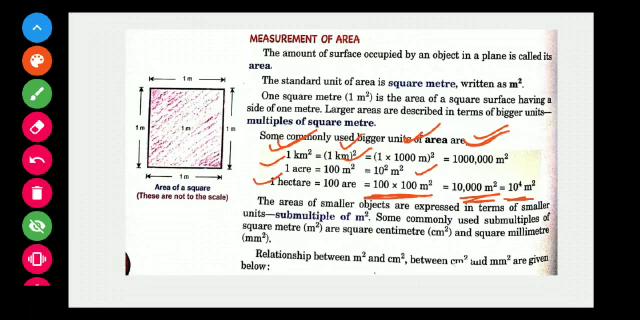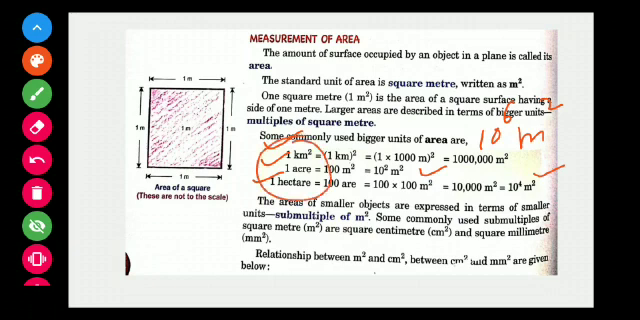This is the relation. First, for the bigger units of area: what is the relation between 1 kilometer square and meter square? 1 kilometer square is equal to 10 power 6 meter square. Then 1 acre is equal to 10 power 2 meter square. 1 hectare is equal to 10 power 4 meter square. These are the bigger areas, and we convert these areas in terms of meter square.